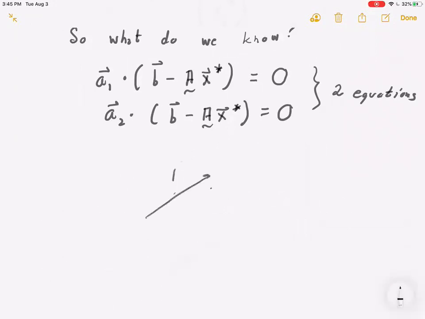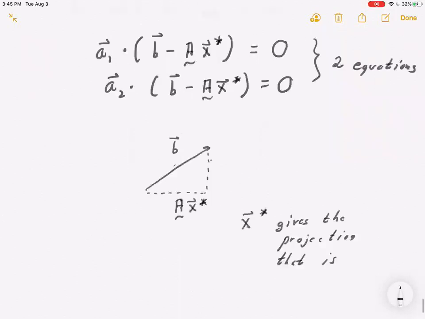Here is B. The projection of B onto the plane that's closest to B is this guy. I can write it as a very special vector, where X asterisk gives the projection that is closest to the point B.